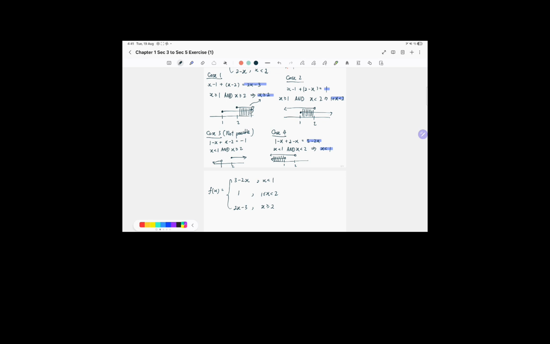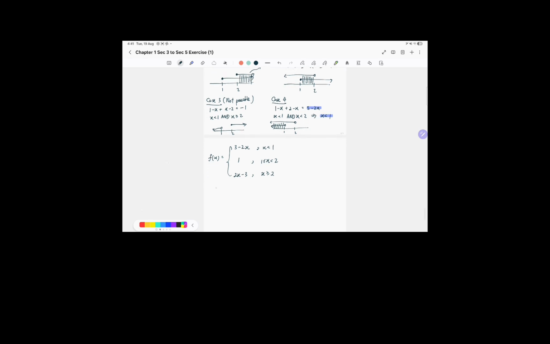And now with this expression, we can sketch a graph already. But before that, we talk about domain. So the domain for this function is all real numbers, because you see it can be less than 1, the left hand side of the 1, between 1 and 2, more than or equal to 2. So basically everything's all real numbers.